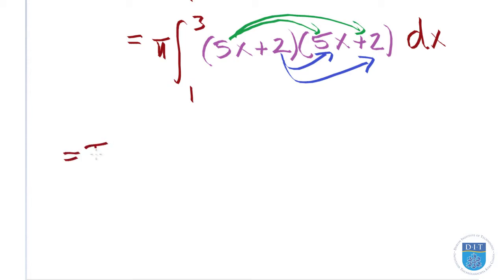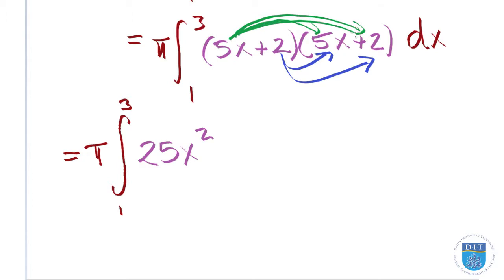Equals pi. Still, again, I'm taking that integration symbol with me on every line because I'm not ready to integrate yet. I'm just doing a bit of algebra on the inside. 5x by 5x is 25x squared, plus 5x by 2, that'll give me a 10x, plus 2 by 5x is a 10x again, plus 2 by 2 is a 4.